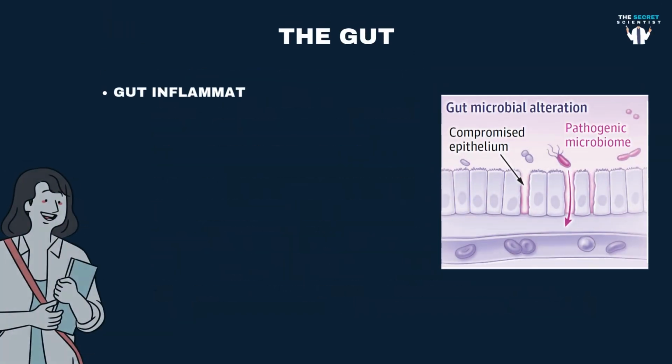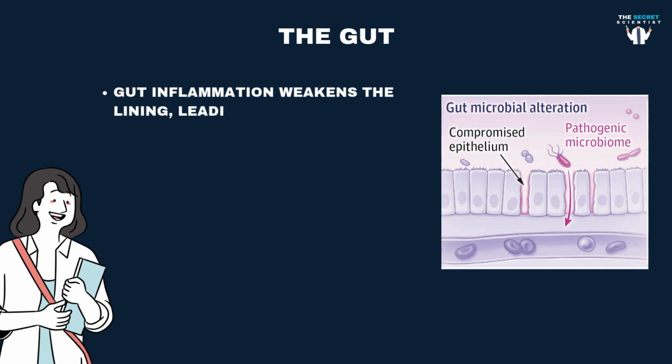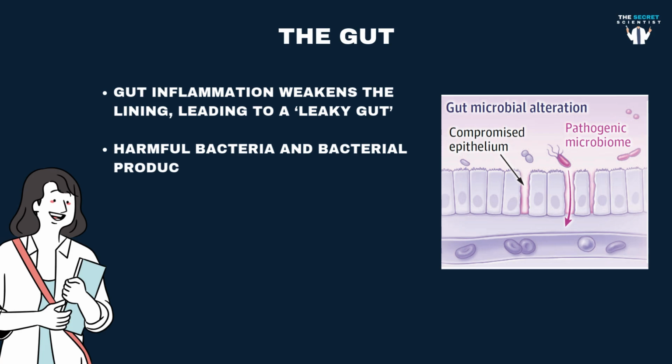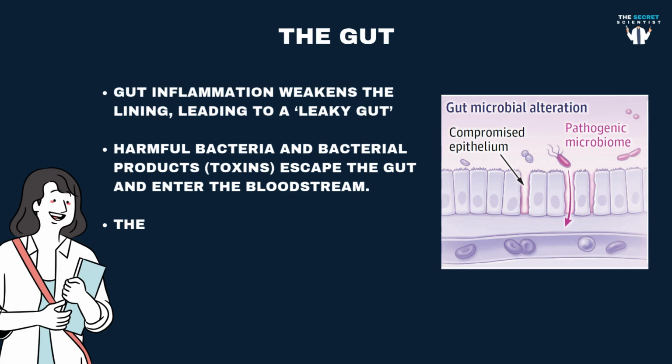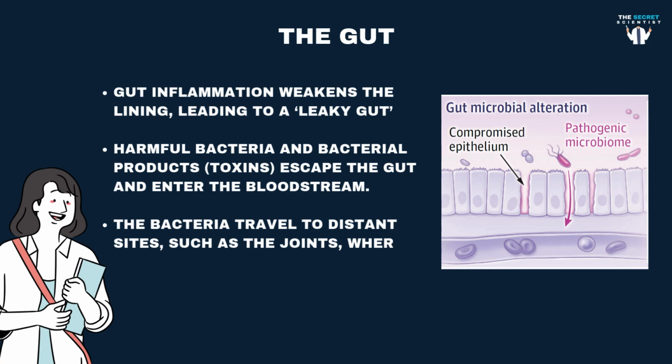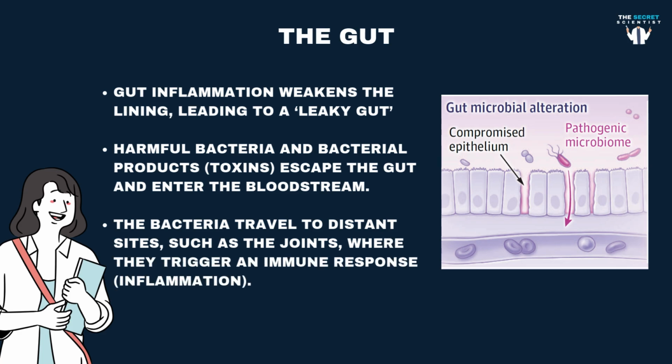The second theory is about the role of the gut. Now, gut inflammation can weaken the intestinal lining, causing what's known as a leaky gut. This allows the harmful bacteria and bacterial toxins to escape into the bloodstream, and once in the bloodstream, these bacteria can travel to distant areas like the joints, where they trigger an immune response, leading to inflammation.